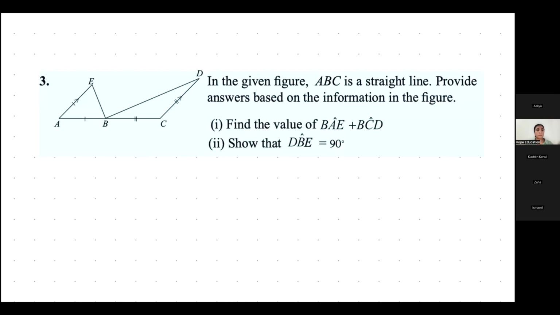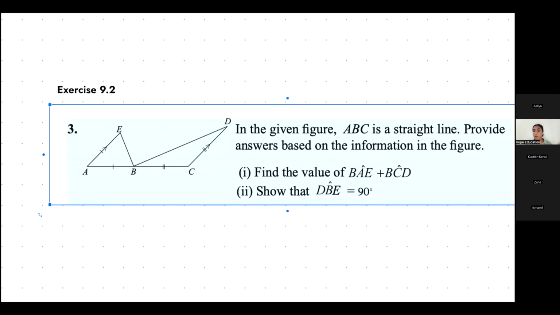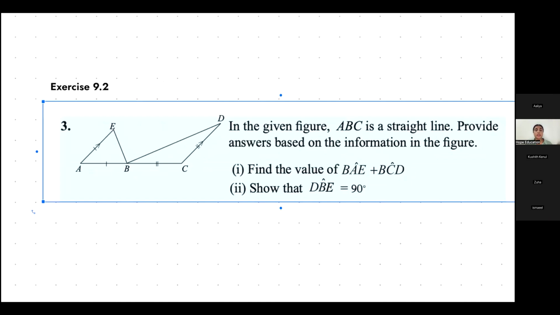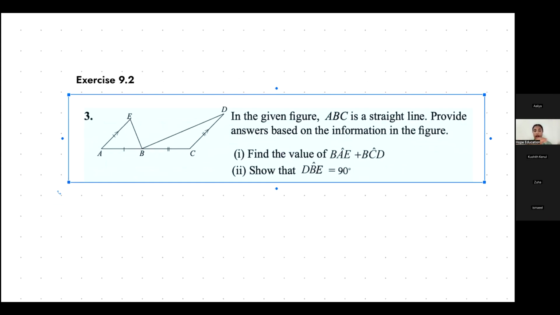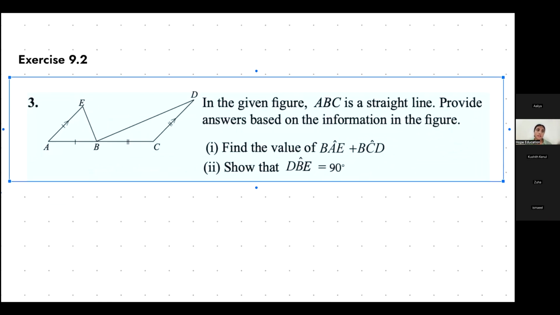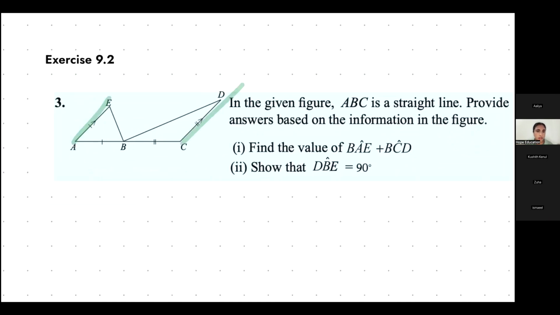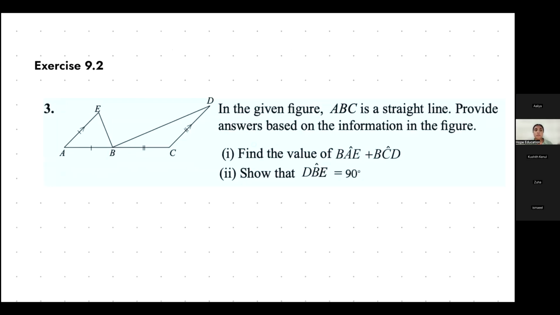All right. So this is exercise 9.2, third question. In the given figure, I hope all of you did the homework. In the given figure, ABC is a straight line. Provide answers based on the information in the figure. We can see this line and this line are parallel. Then this part and this part are equal. At the same time, this part and this part are also equal. Find the value of BAE.